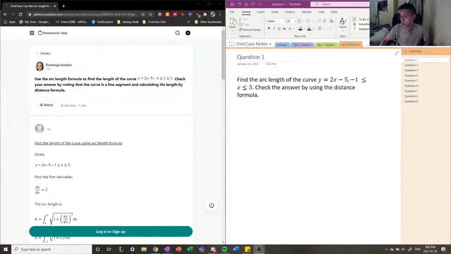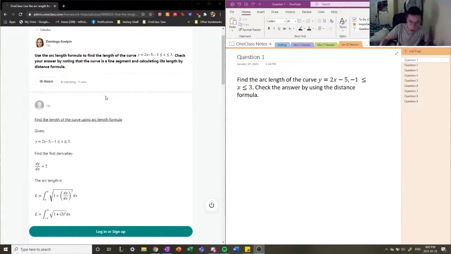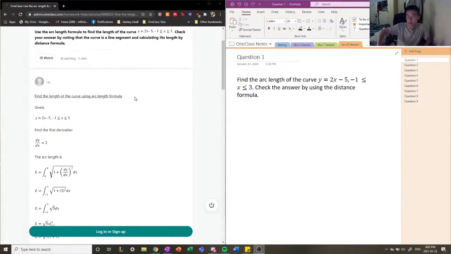Okay, so the first question reads: using the arc length formula, find the length of the curve y equals 2x minus 5 in the interval of -1 to 3. Then check your answer by noting that the curve is a line segment and calculating its length by the distance formula.